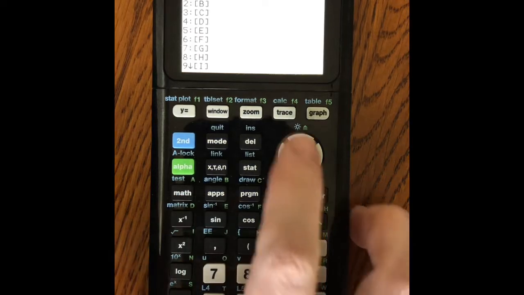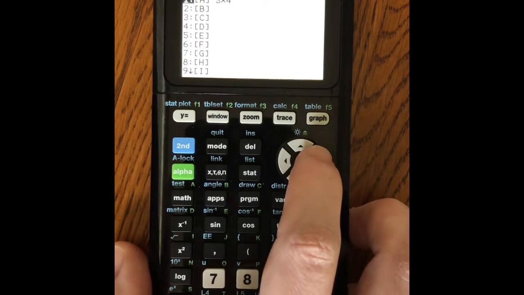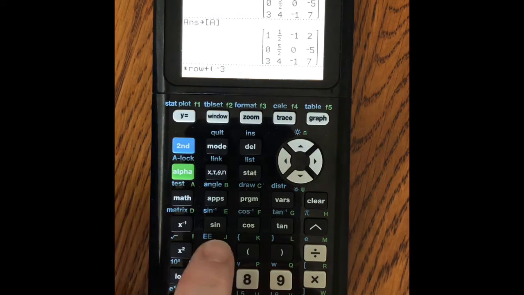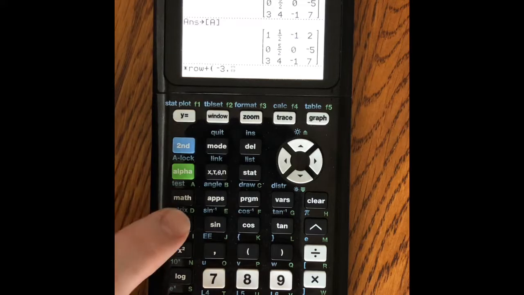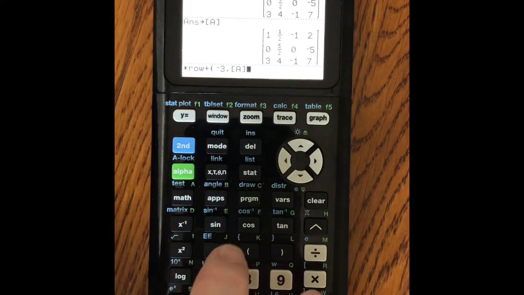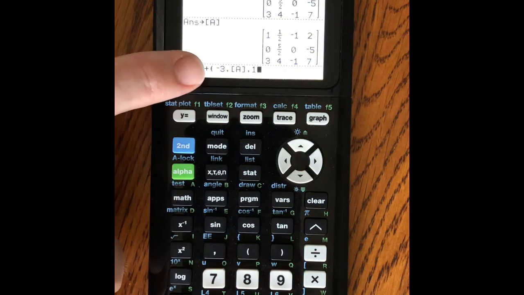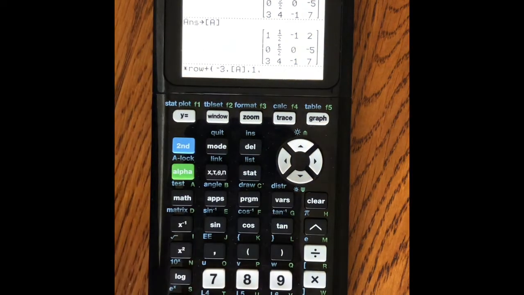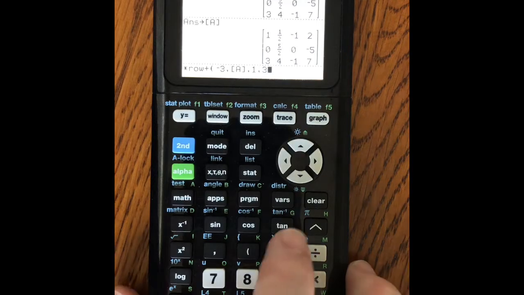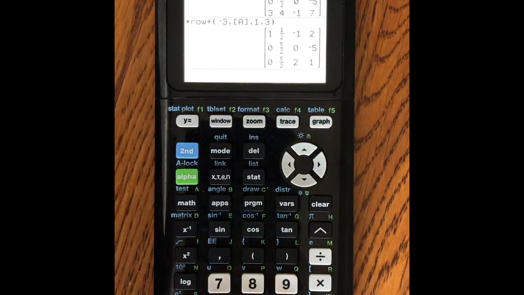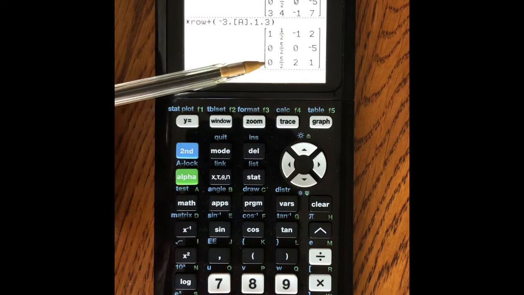Second matrix, go to math, times row plus. In this case, our multiplier is -3. So we'll put a -3 in there first. The second parameter is the matrix. The third parameter is the row that's being multiplied by -3, which is row 1. And the row that's changing now is row 3. So you have that locked in. We hit enter. And again, you check every time. There should be a 0 here, and there is, so we're in good shape.